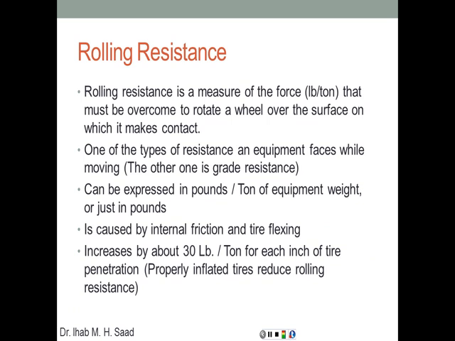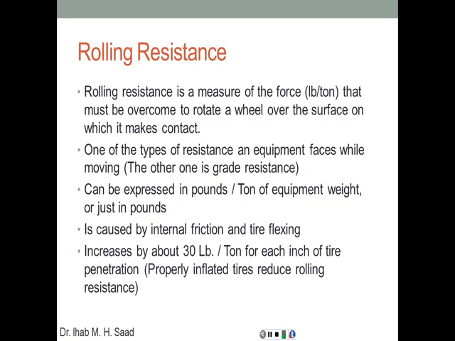Now talking about the resistance, what kind of resistance is the equipment going to be facing while it's trying to move and to perform its function? Rolling resistance is the first type, and it's a measure of the force. The force is going to be expressed in pounds per ton that must be overcome to rotate a wheel over the surface on which it makes contact. So friction is going to be part of that equation. It is one of the types of resistance an equipment faces while moving.